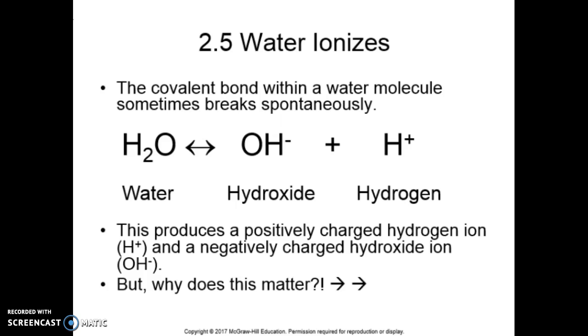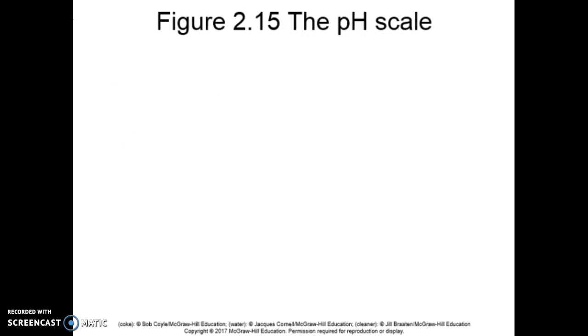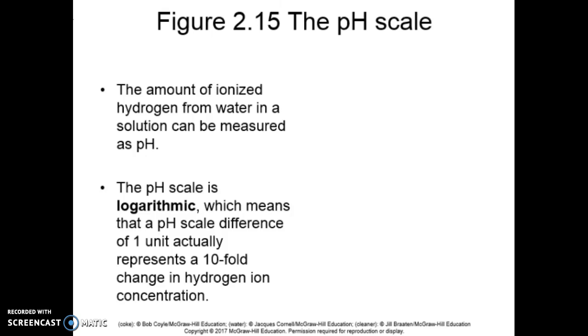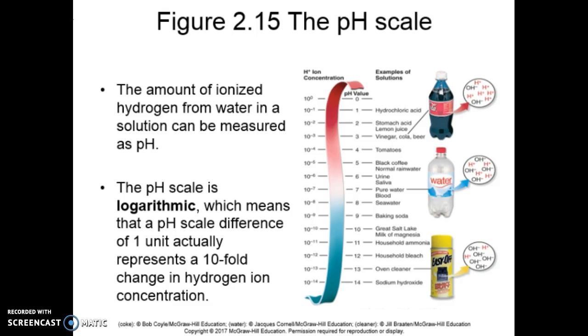And so why does this matter? Let's read on. This matters specifically in living organisms because pH, or the amount of hydrogen ions that you have in a solution or in your body, is really important in terms of homeostasis. So the amount of H+, or hydrogen ions from water, can be measured, and we call that measurement pH. pH is logarithmic, which means when you see a unit of 1, it's actually a 10-fold change in the amount of hydrogen ions in that solution. So here's a little way to drive this home.